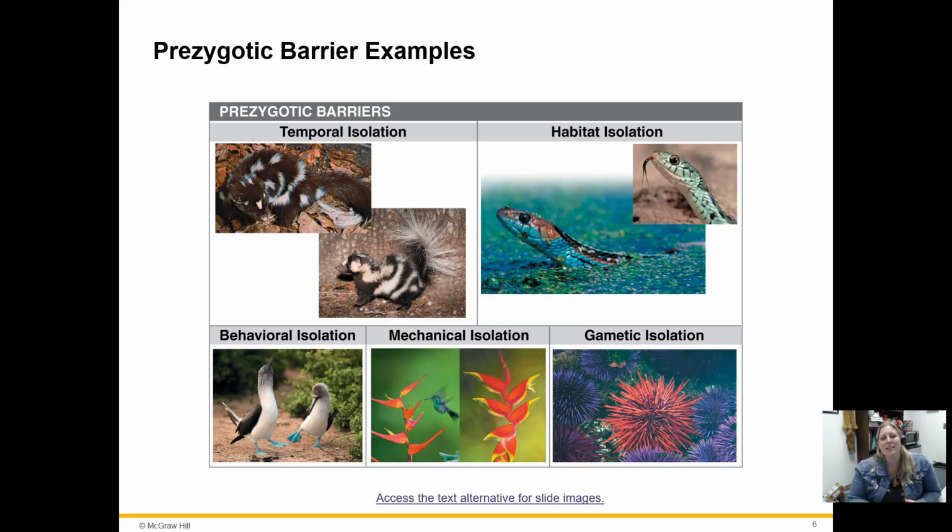it means that the sperm and eggs do not recognize each other, okay? So sea urchins are what we call spawners. They release all of their gametes into the water at the same time. And in this case, purple and red sea urchins are in the same environment. They spawn at the same time. There's no behaviors because they're just releasing their gametes into the water. There's no mechanical isolation because, again, releasing gametes into the water.